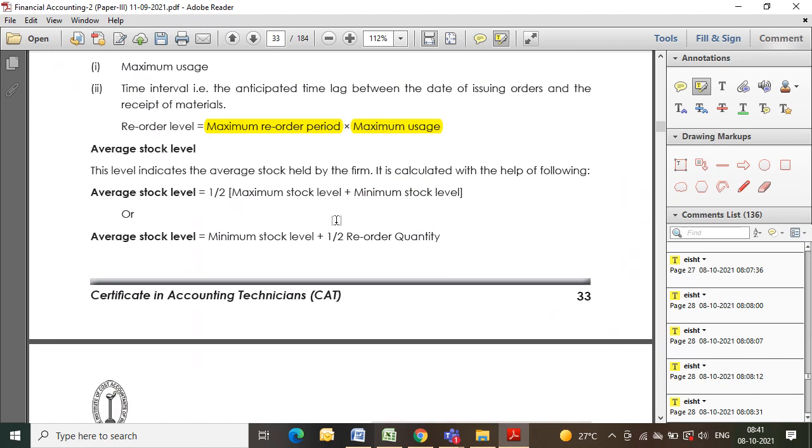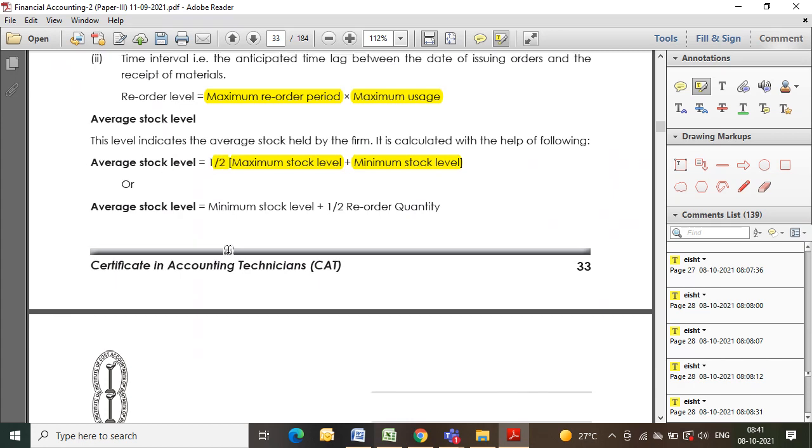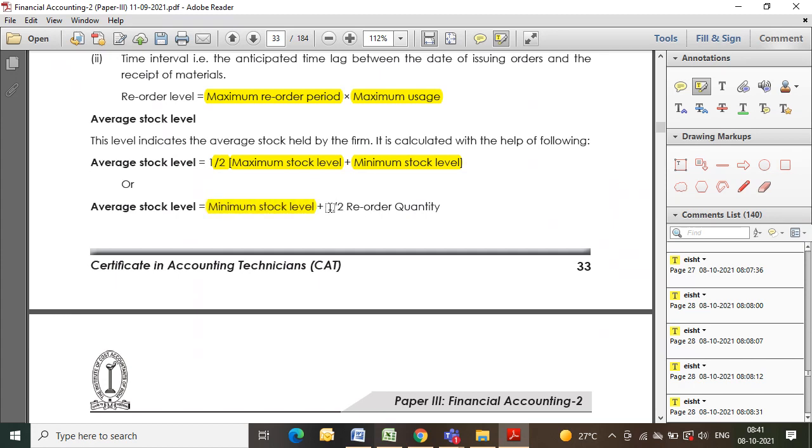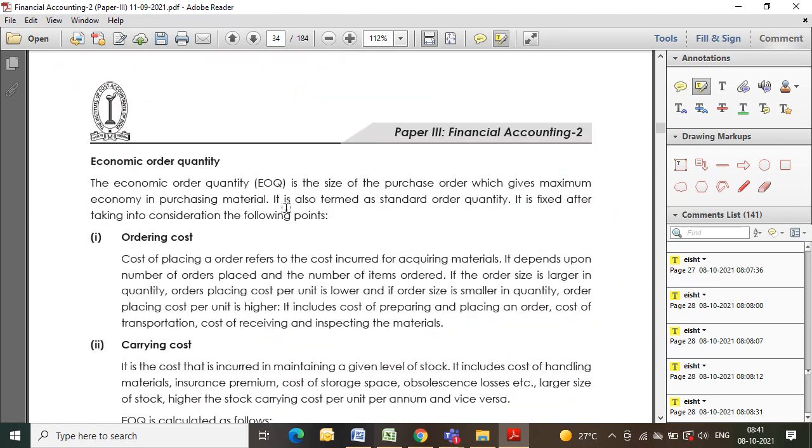Okay. So average stock is maximum stock plus minimum stock divided by 2, half of that. That is average stock. Average stock is also minimum stock level plus half of reorder quantity. So these are the two ways in which we calculate the average stock.